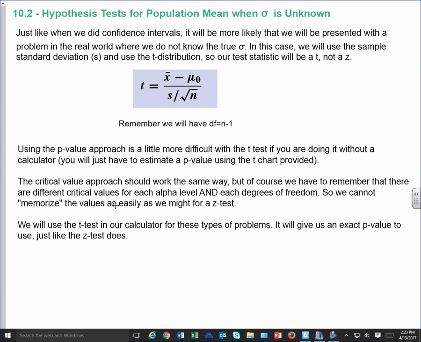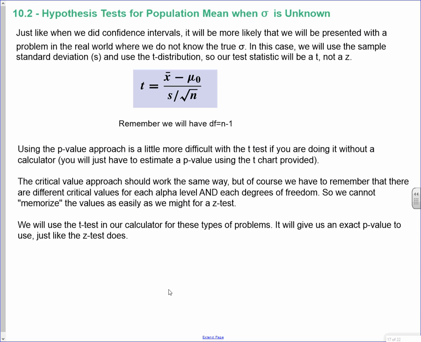But the p-value is difficult to get with the chart. You don't actually get an exact p-value. You get a range for your p-values. But if we're using our calculator, the p-value is going to be given just like it was for our population proportions. So using the calculator, we can get the p-value fairly simply.